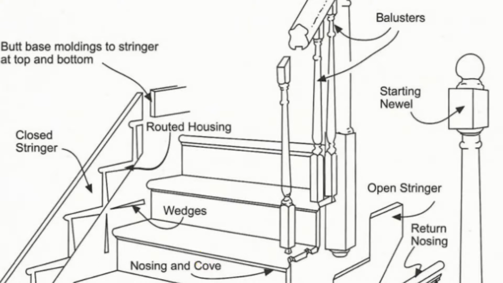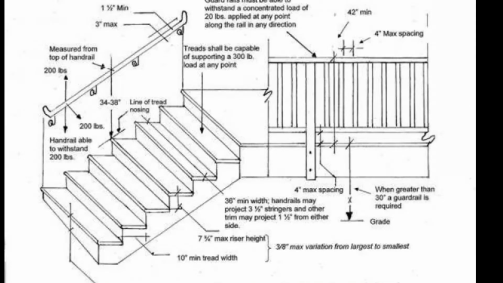The stringer is basically the ladder kind of up and down. And we're also going to talk about the baluster, the landing rail, and you have to have a handrail, at least on one of the sides. So I wanted to go a little bit over the riser and the tread and the nose before we get into some of the requirements. So the next slide, we're going to look at some of the requirements measurement-wise.